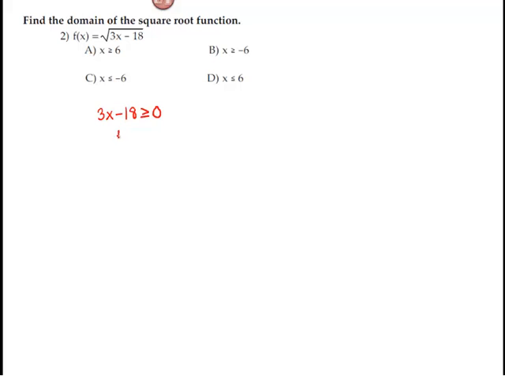Then we're going to solve this inequality. So add 18 to both sides, which gives you 3x is greater than or equal to 18. Divide by 3 on both sides, and get x is greater than or equal to 6. Then this is multiple choice, so we want to match that. That gives us an answer of A.